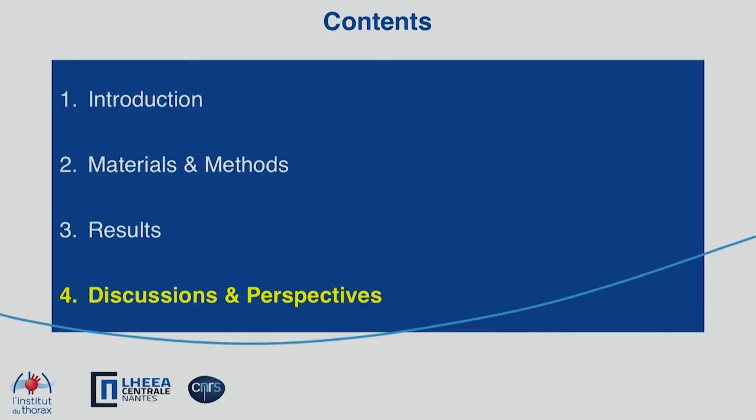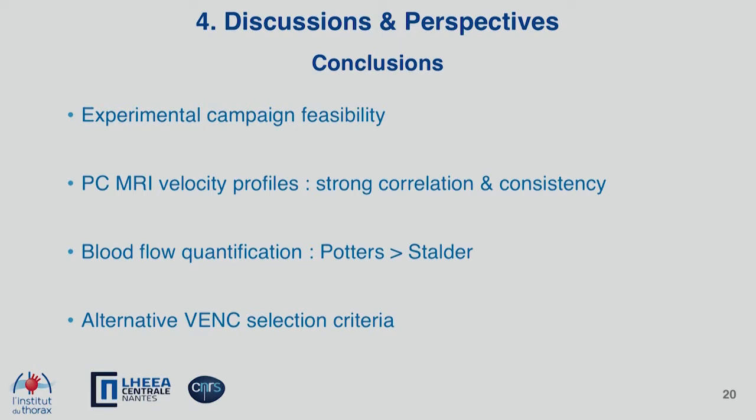And let's pass to the discussion, to conclude this presentation. So we showed the feasibility of this kind of experimental campaign. We obtained good outcomes in terms of correlation and consistency. And concerning the blood flow quantification, we can say that Potters was more consistent than Stalder, and that maybe an alternative Venc selection criteria should be employed for further investigation, especially for 2D acquisition.